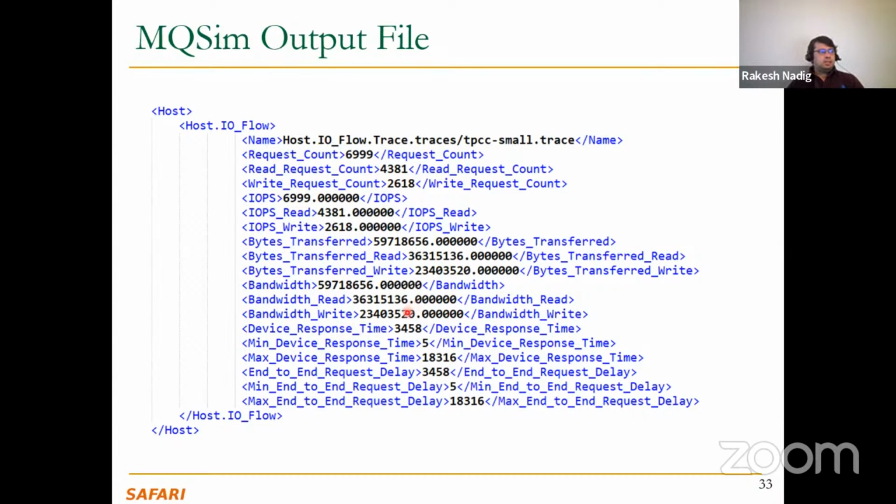So this is about the host related parameters, but if you look at the actual output file, then we will have a lot of entries related to the device, and also the different queues that are there in the flash translation layer. So it will give a lot of data which can be useful in analyzing the performance.